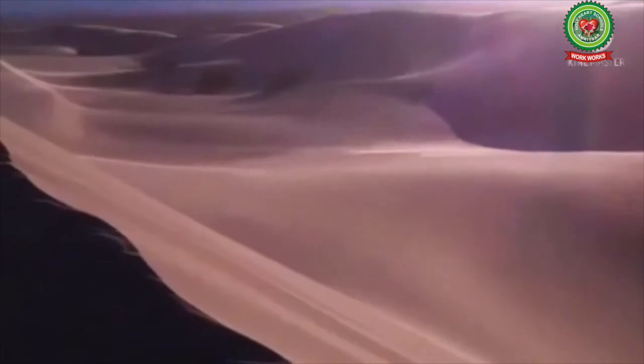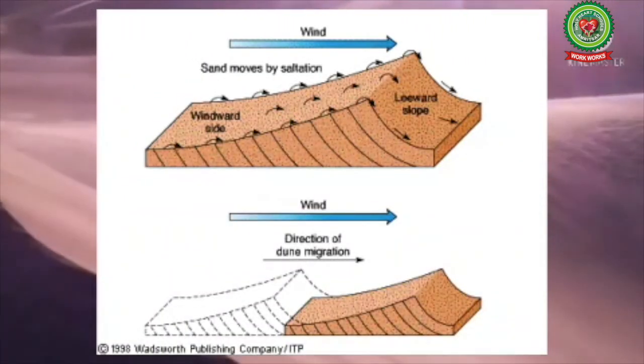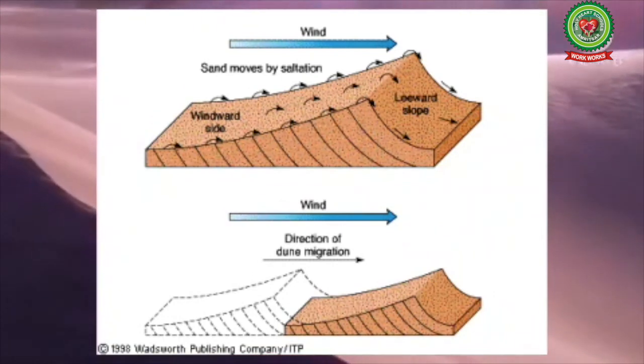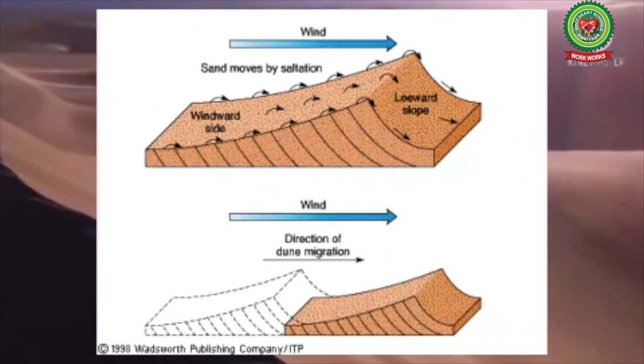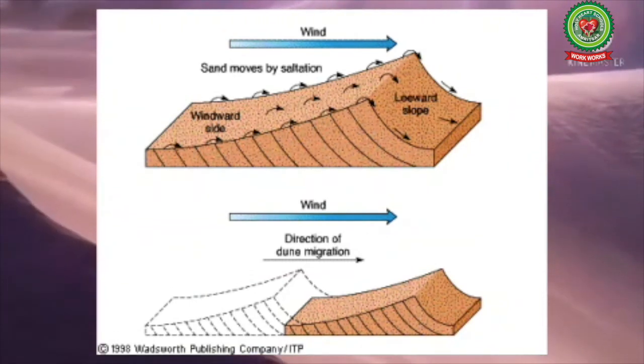In some deserts, they have been noticed as high as 300 meters. Sand dunes have the tendency to shift their position and migrate in the direction of wind. This is due to the shifting of sand from the windward slope to the leeward slope.